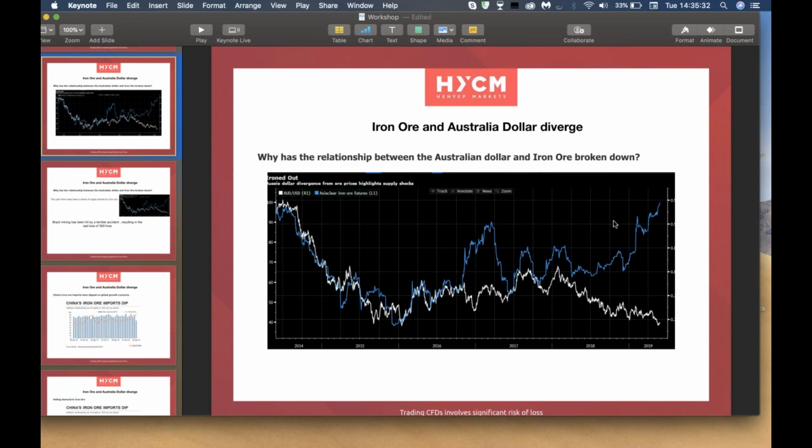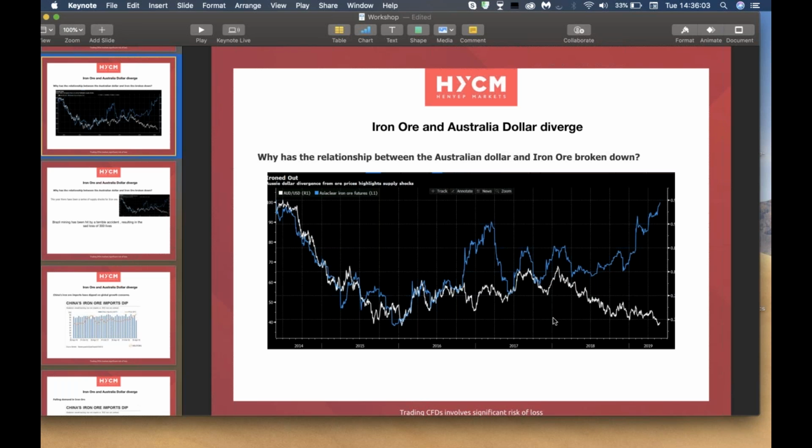And the likelihood or the possibility of iron ore being sold is very high as long as the supply levels increase and global demand decreases as well. Okay, so that's just something to be aware of. It's something for you to look at, something to keep on your radar. We'll be trying to keep an eye out for this as well.